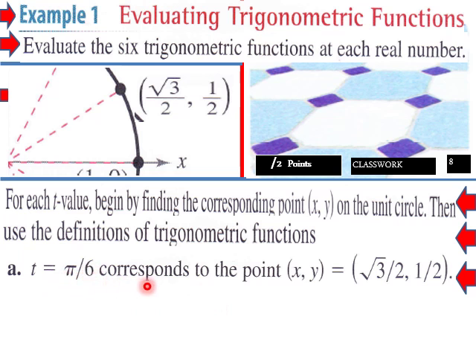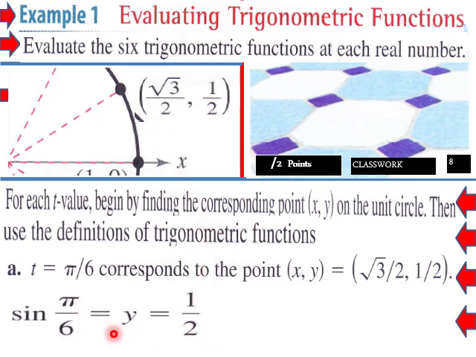So t equals pi over 6 corresponds to this point here, (x, y). So x is square root of 3 over 2, and then your y is 1/2. So here is your x value here, and then your y value is 1/2 here on your unit circle. It's 1/2 of the way up on your y-axis, 1/2 of a radius.